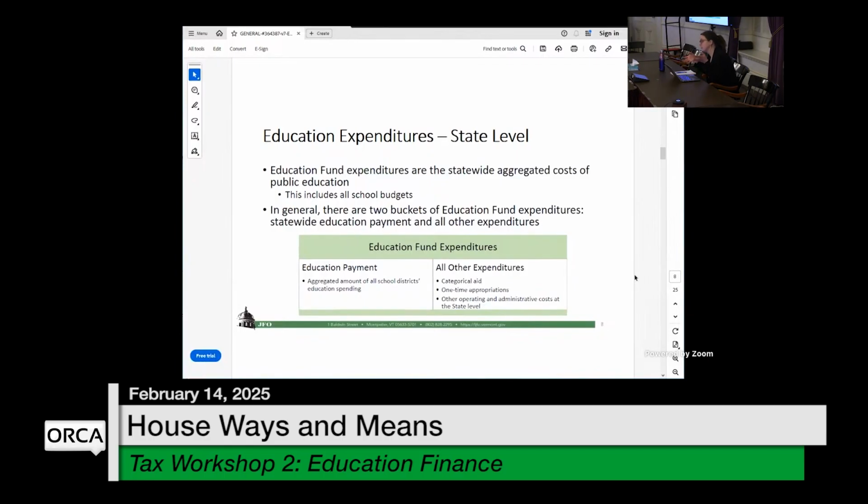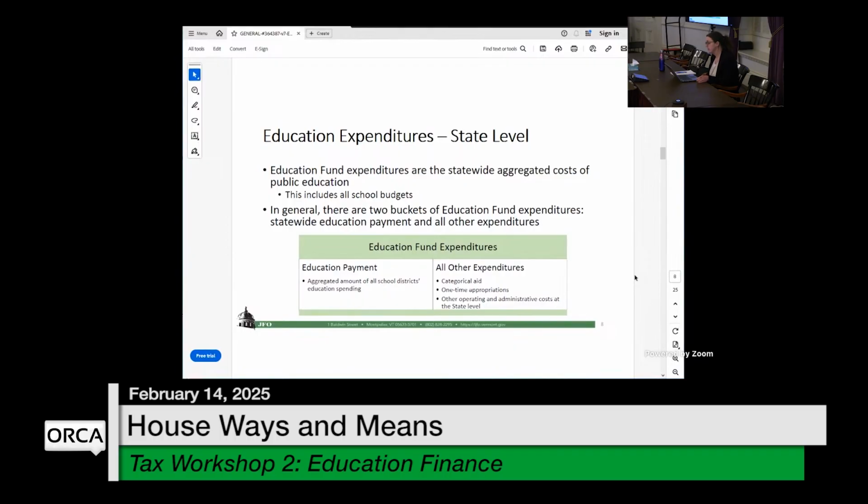So we have all of these school districts building their budgets based off of local decisions, state decisions, federal decisions, putting them to a vote. We have that happening across the state. And then we zoom out, and we say, okay, at the state level, what do education expenditures look like?